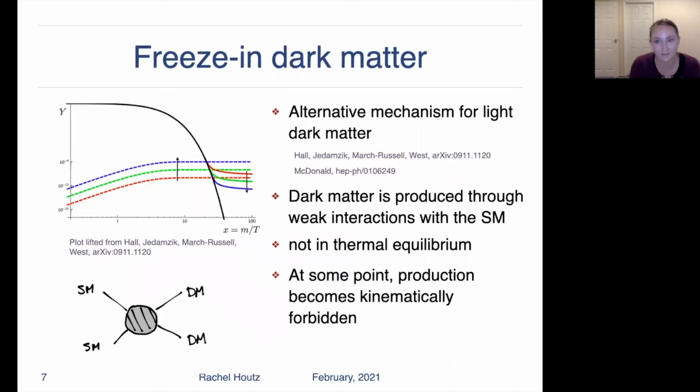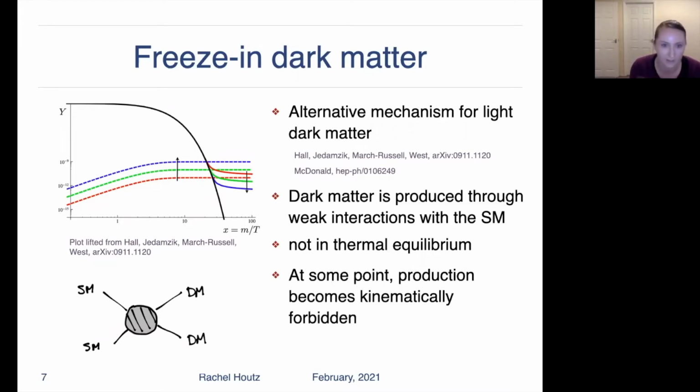And so again, a very popular mechanism is freeze-in dark matter. This is basically an alternate mechanism for producing dark matter that works really well for light dark matter masses. And the idea is that the dark matter and the standard model interact, but very weakly. So I still have sort of the same diagram, but I've put it in reverse. The standard model is in the thermal bath, but not the dark matter. The dark matter is being produced out of equilibrium, but it still interacts with the standard model very weakly, and it is still being produced.